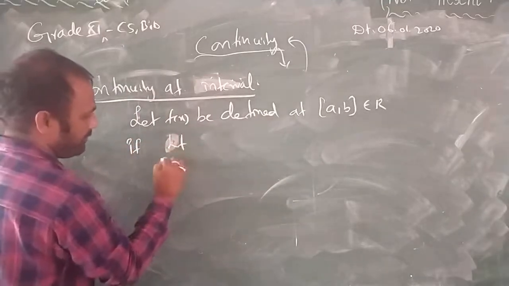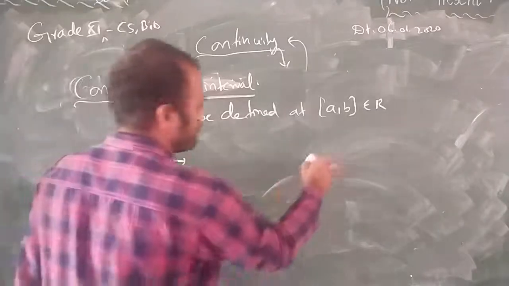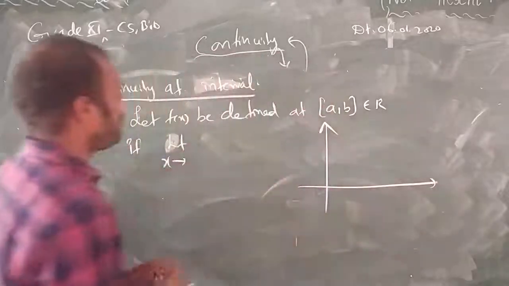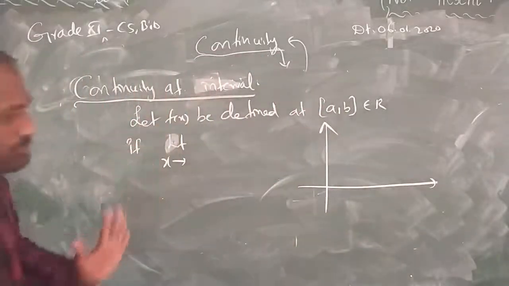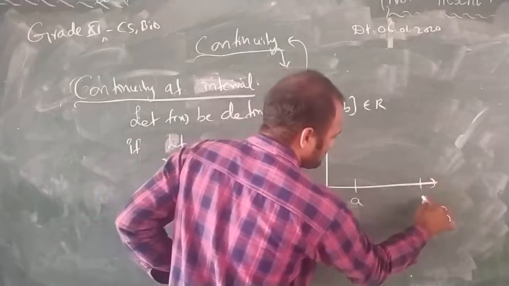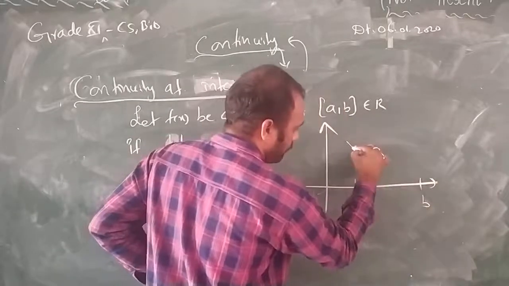Limit x tends to, let me draw the graph first. Here I need to take the continuity at an interval, meaning from one point to another point. So let us assume that this is a point A, this is a point B, and let me draw a graph over here.